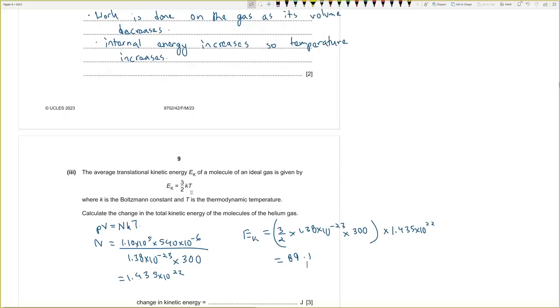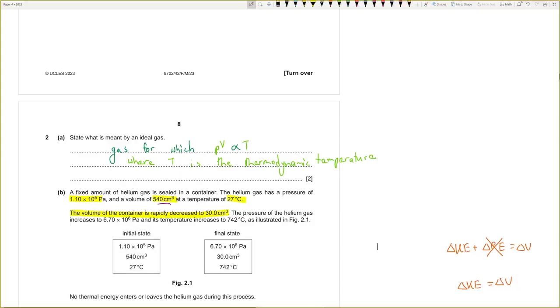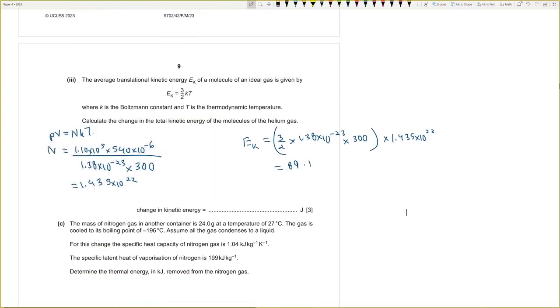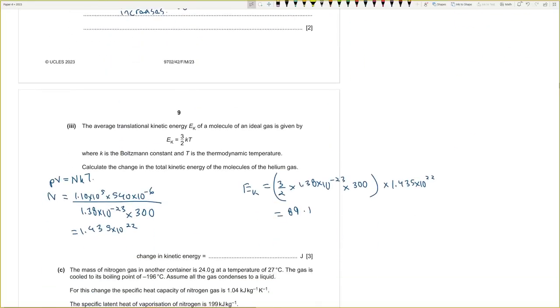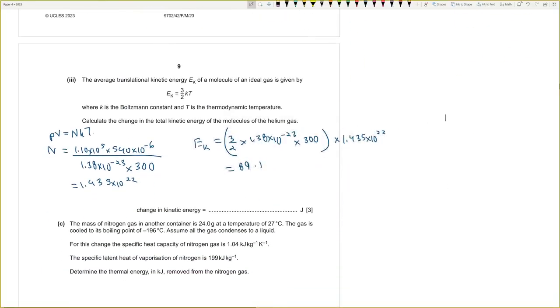2 SF over here, and hear me out, there's another step. The question says calculate the change in total kinetic energy. What I found over here was actually the kinetic energy of the initial state. Do you understand? You can find the number of molecules using either the initial state or the final one, and you will always get this answer. But now the tricky part is we need to find the change in total kinetic energy. So I found the initial kinetic energy. Now I need to find the final one.